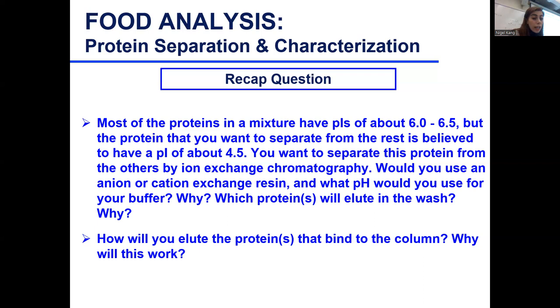Now, the second part of the question: how will you elute the desired protein that interacted with the column? How would you elute the proteins that bind to the column? After that interaction, you want the desired protein to come out, collect it, separate it. You did this as a method of separation. All other components were washed out, and now you have your protein interacted with the column. Now that you are sure the only thing you have in the column is your desired protein, you need to help it to get out. What would you do?